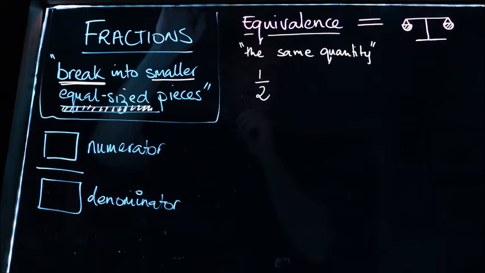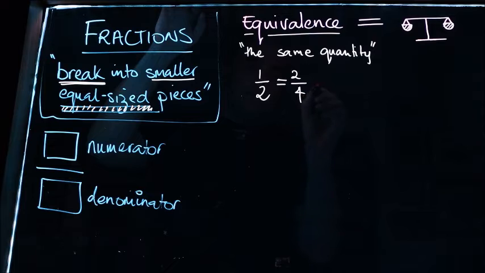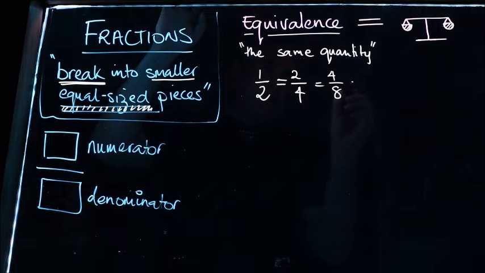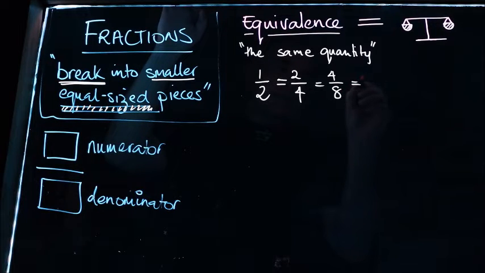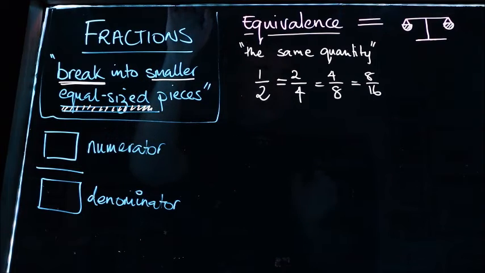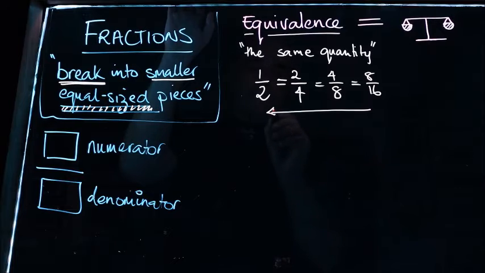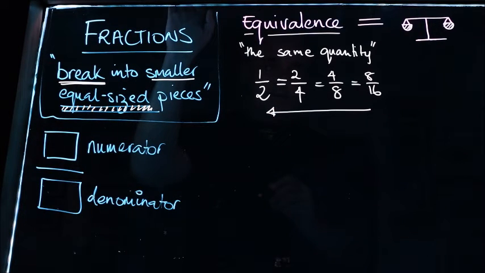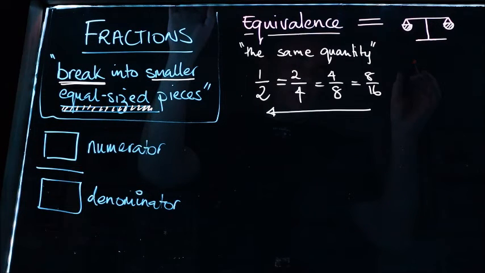So if I had a half, if I double all these numbers or times it by 2, that's equal or equivalent to 2 over 4, which is the same thing as 4 over 8. And if I keep doubling these numbers here on the numerator and the denominator, I end up with 8 over 16. Okay, we can simplify those fractions, and I'll show you that in a moment, and we will get back to a half.